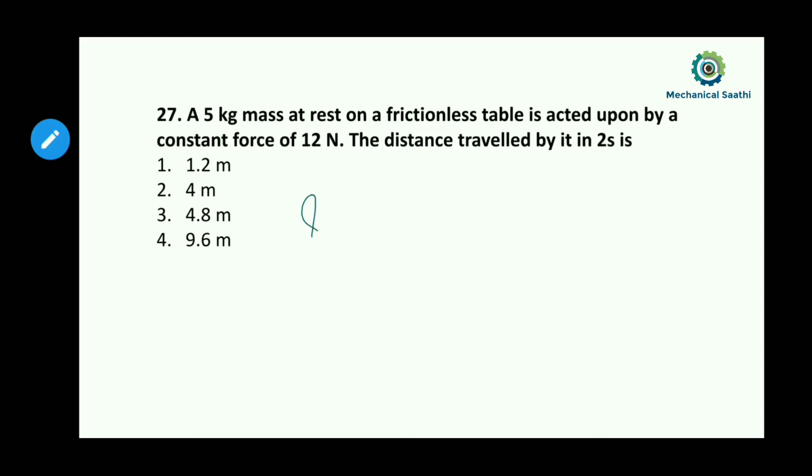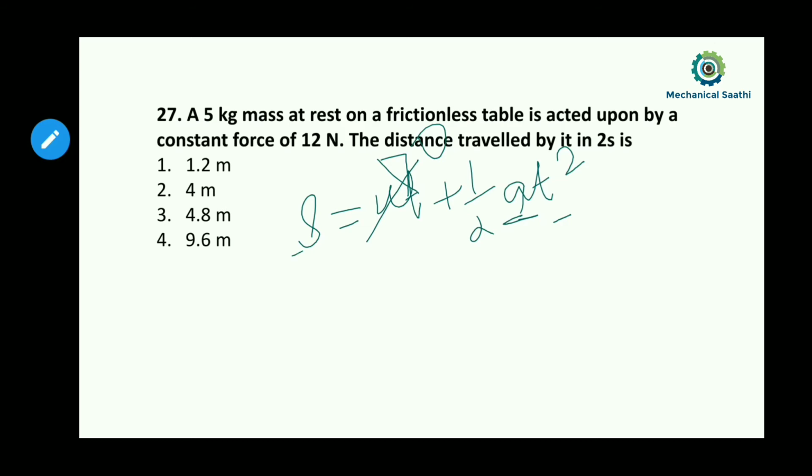So we know there is an equation S equal to ut plus half at square, where S is the displacement or distance we have to calculate, u is the initial velocity, t is the time, and a is the acceleration. Initially it was at rest, so the u term becomes 0. Acceleration is not given over here, time is given. So if we can calculate the acceleration first, then we can find the distance.